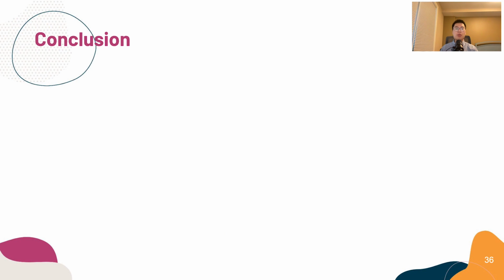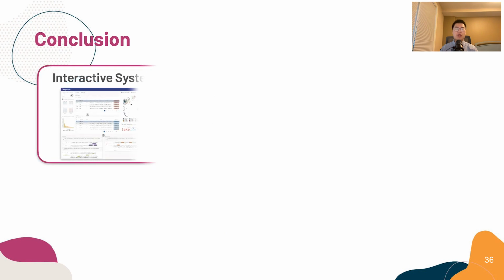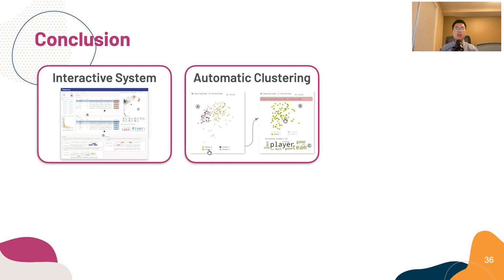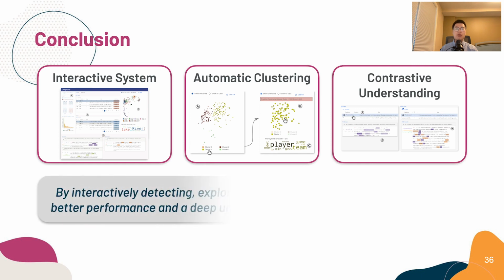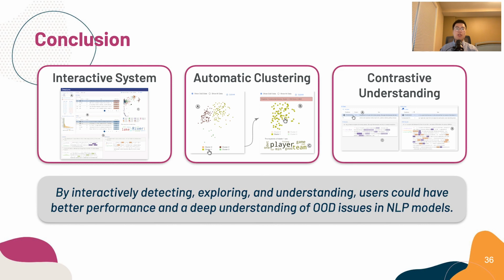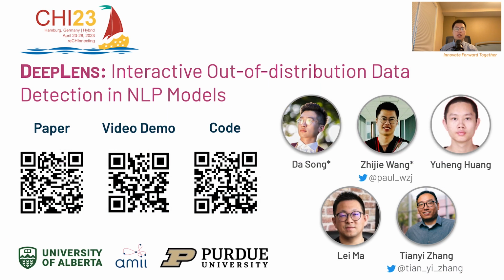To conclude this presentation, in this work, we present an interactive system for detecting, exploring, and understanding out-of-distribution issues in NLP models. Our user study showed that through an interactive process with future support, the developer's efficiency and productivity can be highly improved. Here is a preprint version of our paper, as well as video demos and our source code.